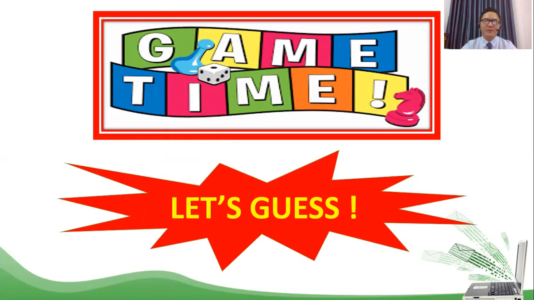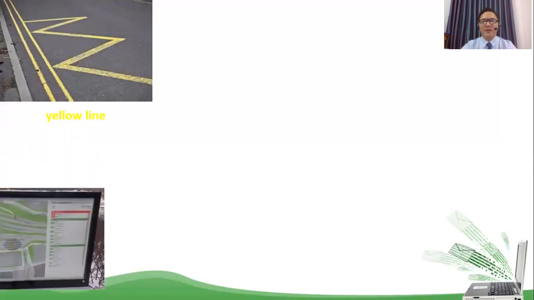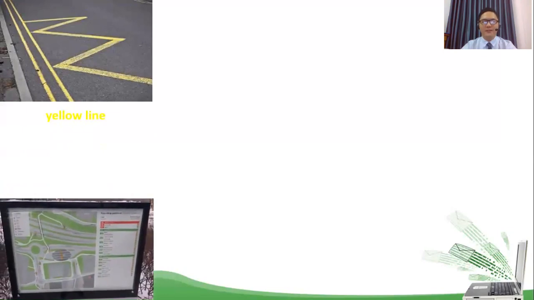So students, I am going to show you 4 pictures, and then you will tell me the topic, the picture in the middle. Are you ready to go? Let's see. This is the first picture. What is it? Can you tell me? Of course, this is the yellow line here. And how about the second one? What is it? This is the information board.